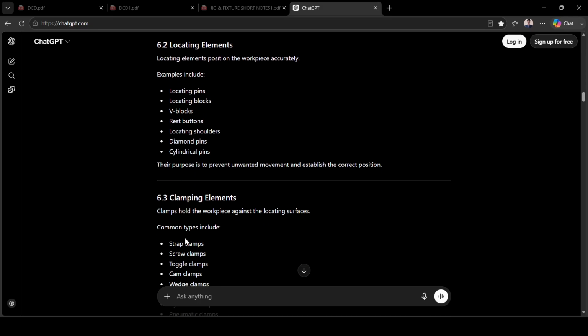Locating elements. Locating elements position the workpiece accurately. Examples include locating pins, locating blocks, V blocks, rest buttons, locating shoulders, diamond pins, cylindrical pins. Their purpose is to prevent unwanted movement and establish the correct position.